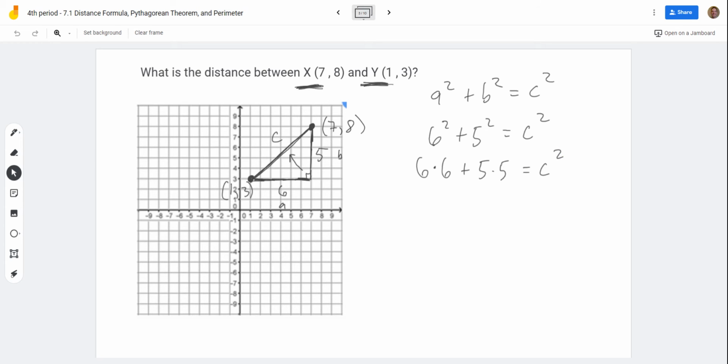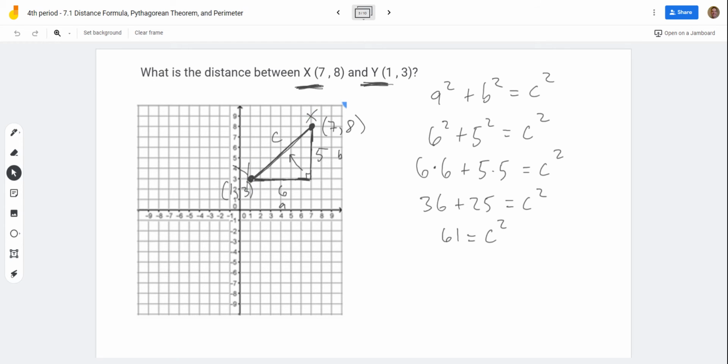And now I'm just doing the math. 6 times 6 is 36. 5 times 5 is 25. And that equals c squared. 36 plus 25 is 61 equals c squared. And now we want to get the side length c. We don't want c squared. We need the side length c in order to get the distance between our point x here and our point y. That's my point y. This is x.